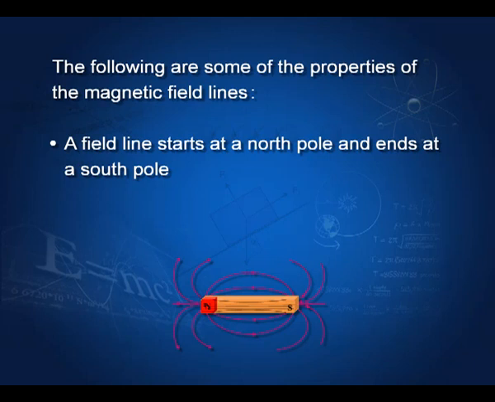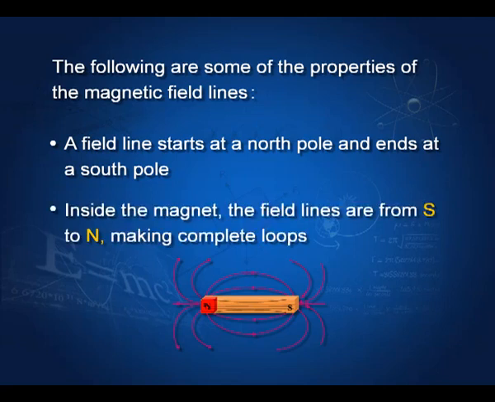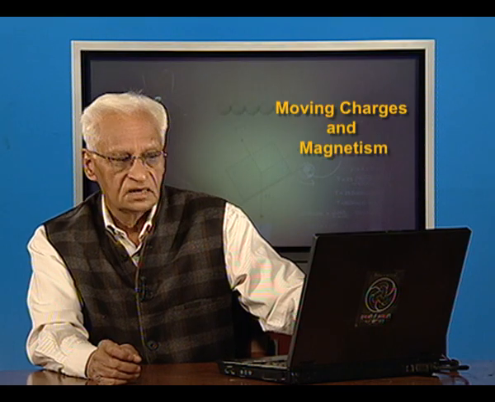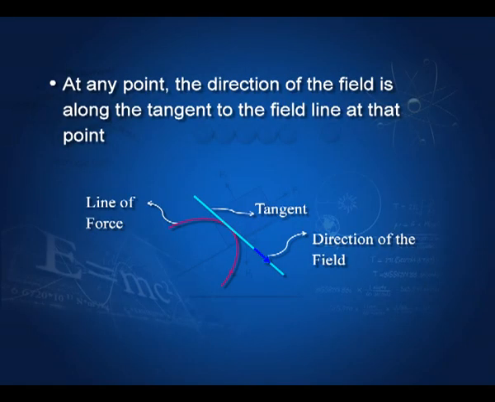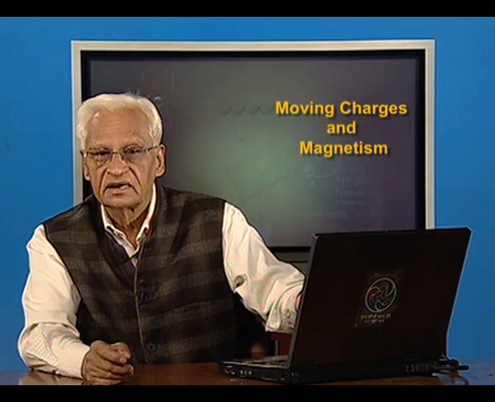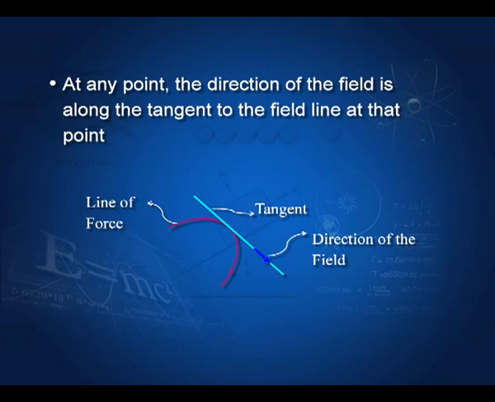A field line starts at a north pole and ends at a south pole. Here it ends at a south pole. This will also end at a south pole, and inside the magnet these lines go from south to north, so that these lines form complete loops. That is important. We shall see why they form complete loops, but for the moment remember they form complete loops. At any point on a field line, if I want to find the direction of the magnetic field, I draw a tangent to that line, and the direction of the tangent gives you the direction of the magnetic field at that point.